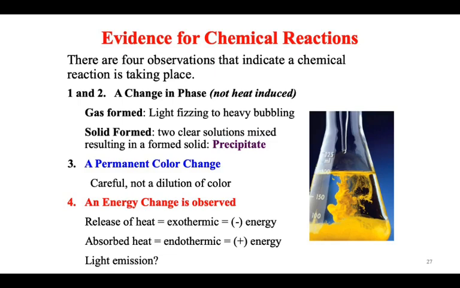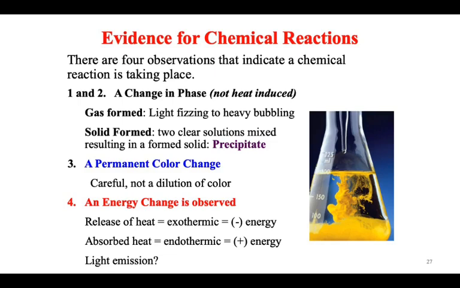Color change. A permanent color change is a characteristic for a chemical change. If we take a look, I've got this dropper that is dropping what color liquid? Clear liquid into a solution that is a clear liquid. When those two impact, what happens? A yellow has formed. Started with two clear things.